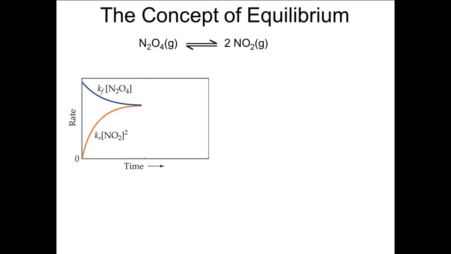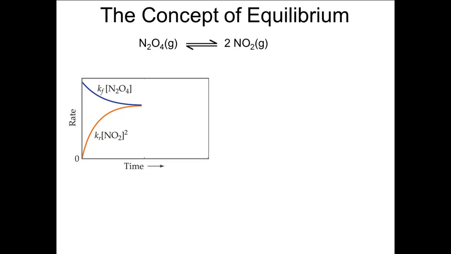Let's look at the equilibrium reaction, N2O4 gas in equilibrium with 2NO2 gas. We start with only N2O4 and no NO2. Here's a graph of how the rates of the forward and reverse reactions change with time. Since we start with only N2O4, the forward reaction begins at a high rate. The reverse reaction begins at a rate of 0 because there is no NO2 present.